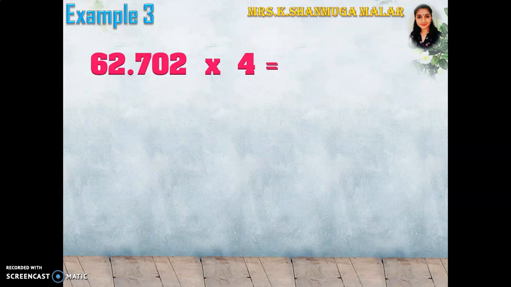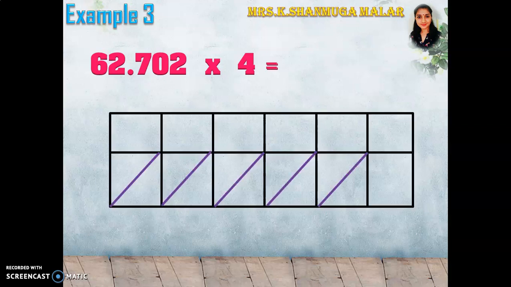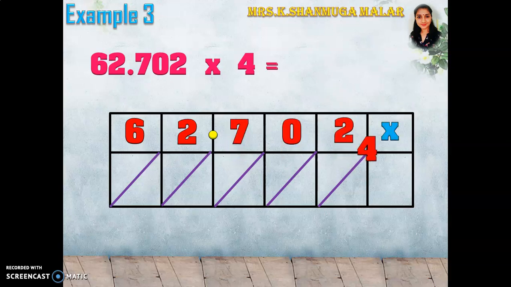62.702 times 4. Students, we are going to solve this question using lattice method. Let me teach you how to do this using lattice method. First, you must write the decimal number. 62.702 and times 4. You must write the numbers in this way. After you write in this way, we must times the numbers one by one.